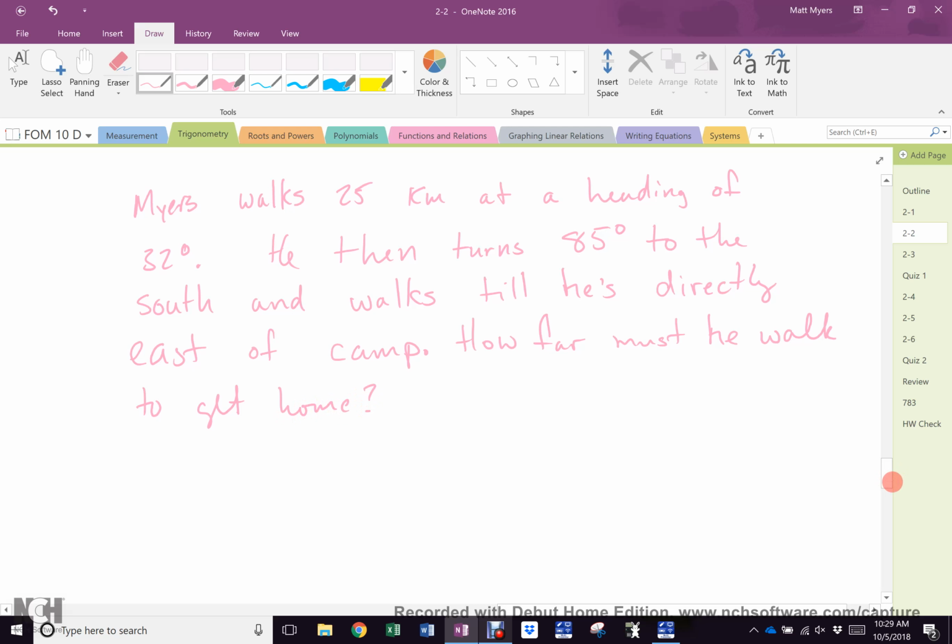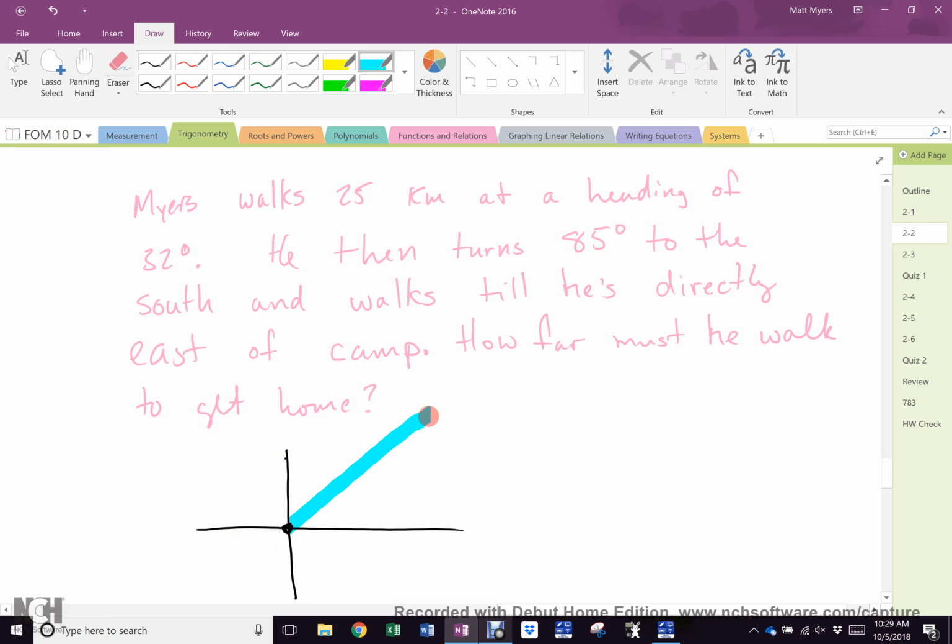Are there directions involved? So what would be my first thing I would need to do if I was you, a student? Draw them. So you don't need to draw them because we're just thinking. Where on that do I start walking? Right in the center. How far do I walk? 25 kilometers in what direction? 32 degrees. So out this way, yes?